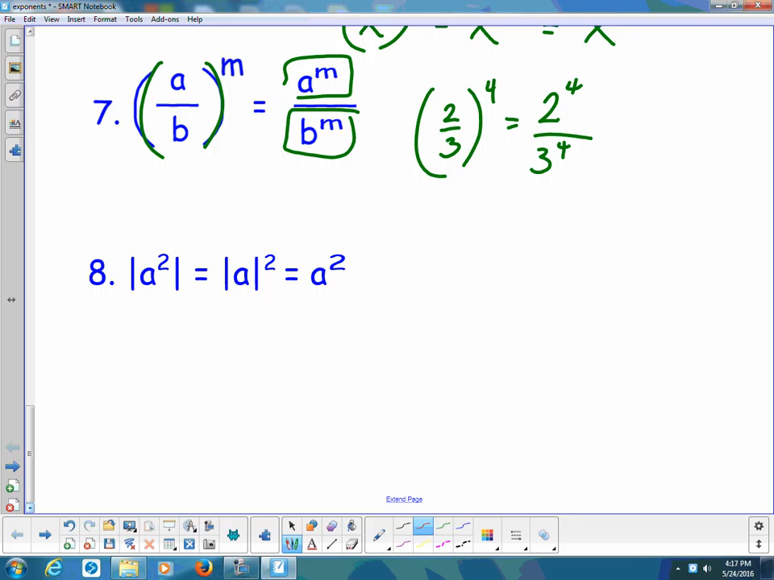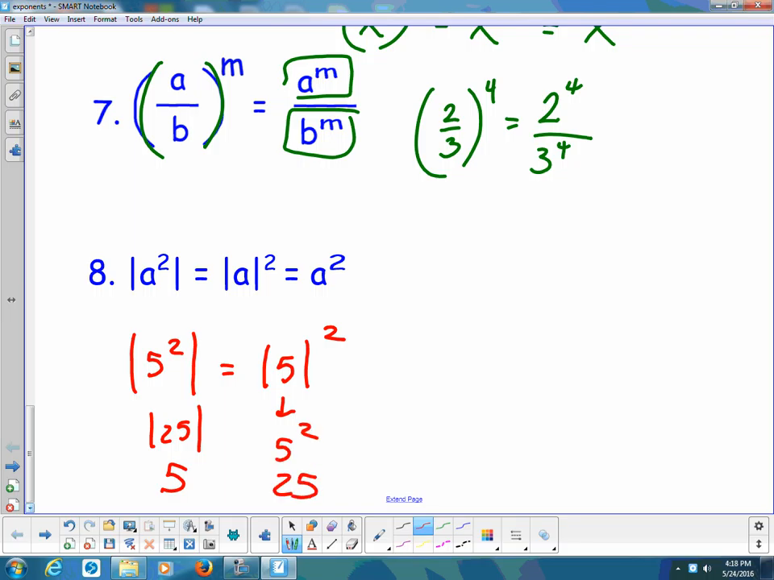So for example, if a is positive, like let's say a is 5, then the absolute value of 5 squared is the absolute value of 25, that's going to be 25. But that's the same thing as saying, what's the absolute value of 5 and then squaring it? Well, the absolute value of 5 is 5, and then 5 squared is also 25. So it works when you have a positive number for a.